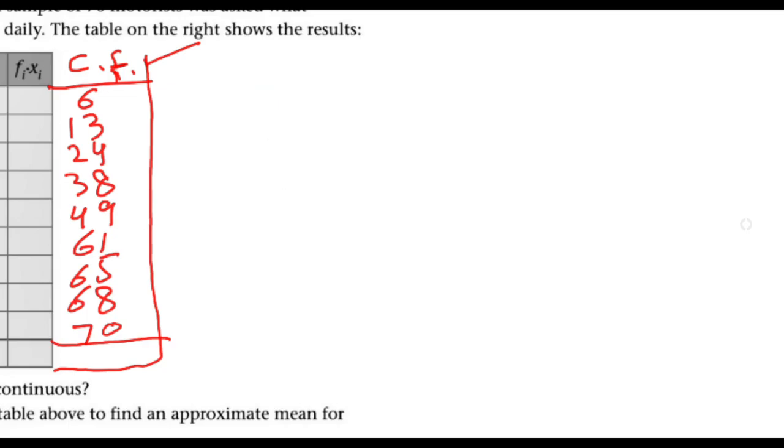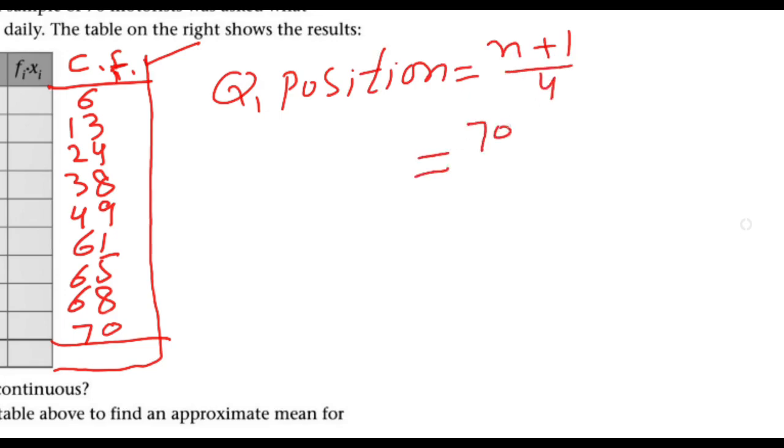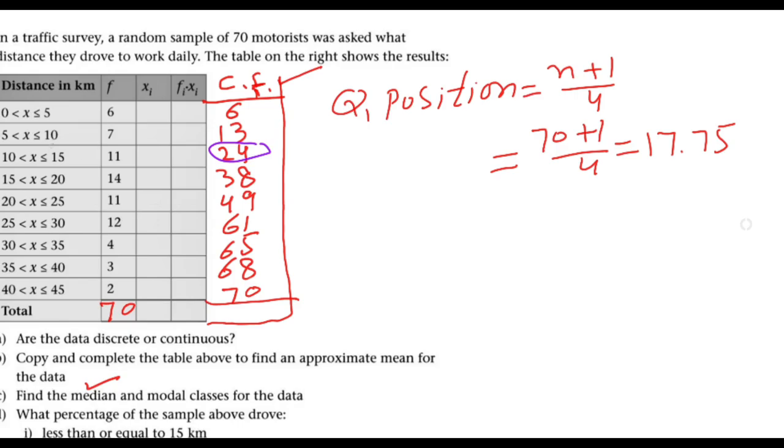So the Q1 position, the formula says n plus 1 divided by 4. So the total n is 70 plus 1 divided by 4. My answer will be 17,75. This is the position. Now we're looking for 17,75 in the cumulative frequency. So the class interval between 10 and 15, that is the Q1 class. So Q1 falls in the class interval between 10 and 15. So this is Q1.